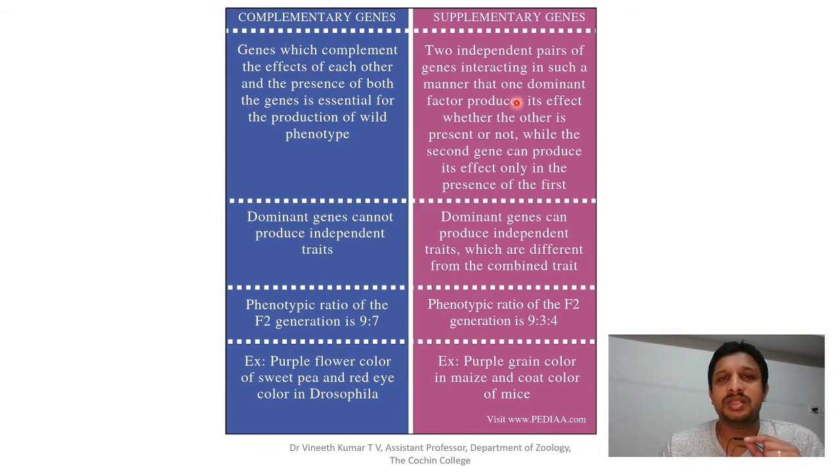So this is about the two types of non-allelic interaction. In the next session, we will be discussing the third type of non-allelic interaction, which is epistasis.